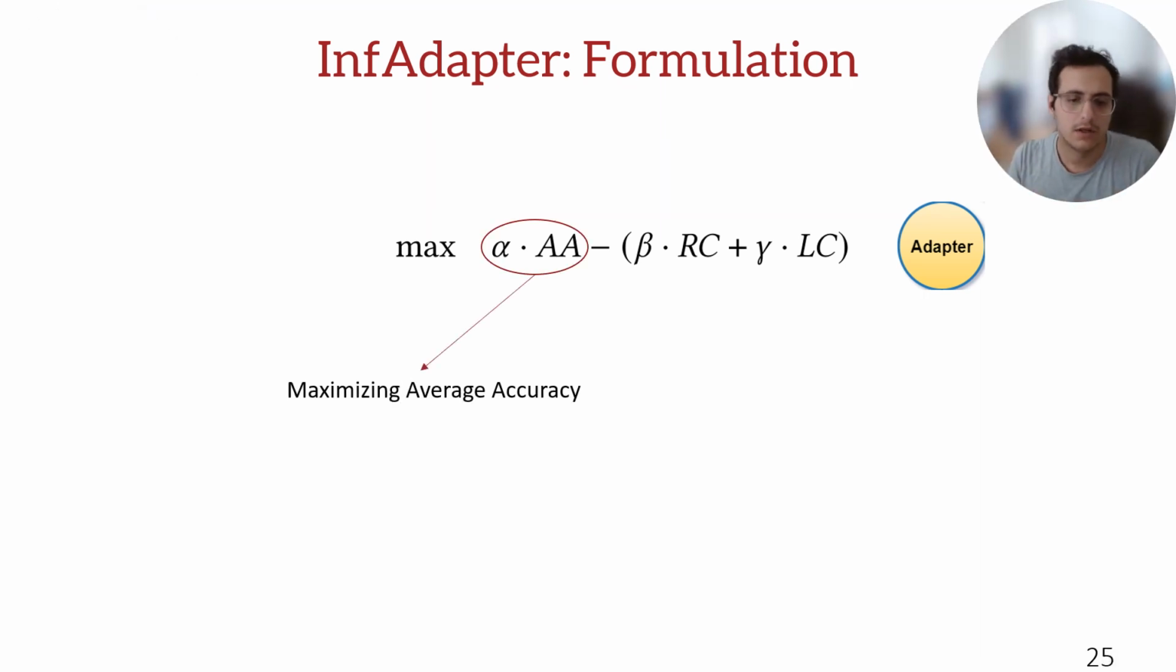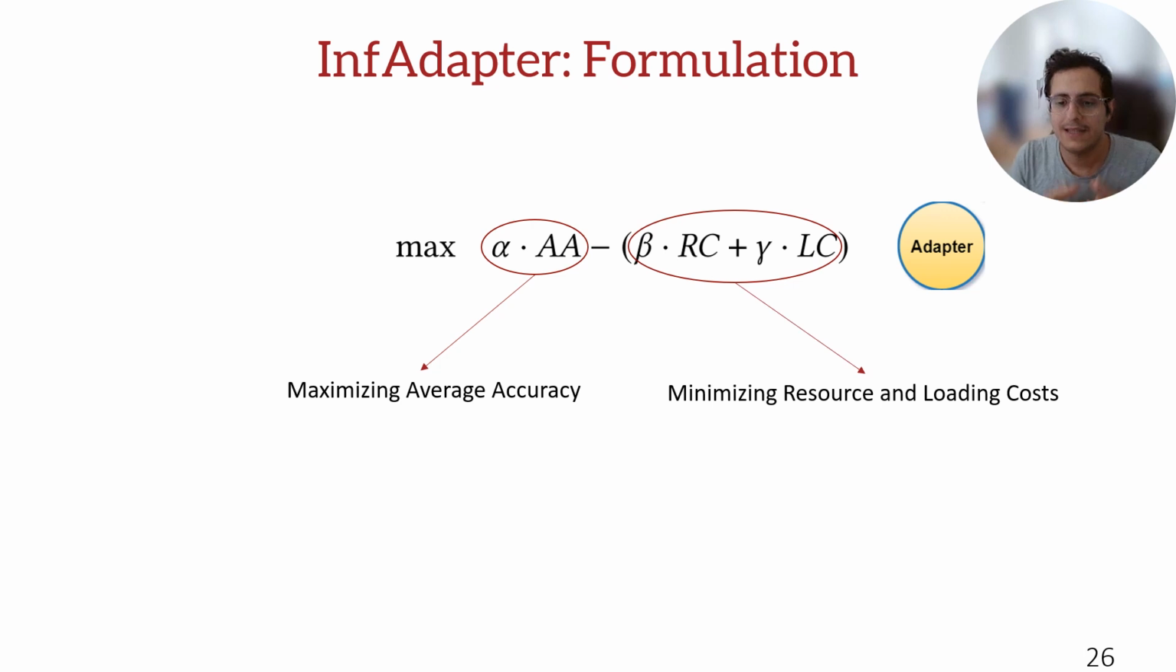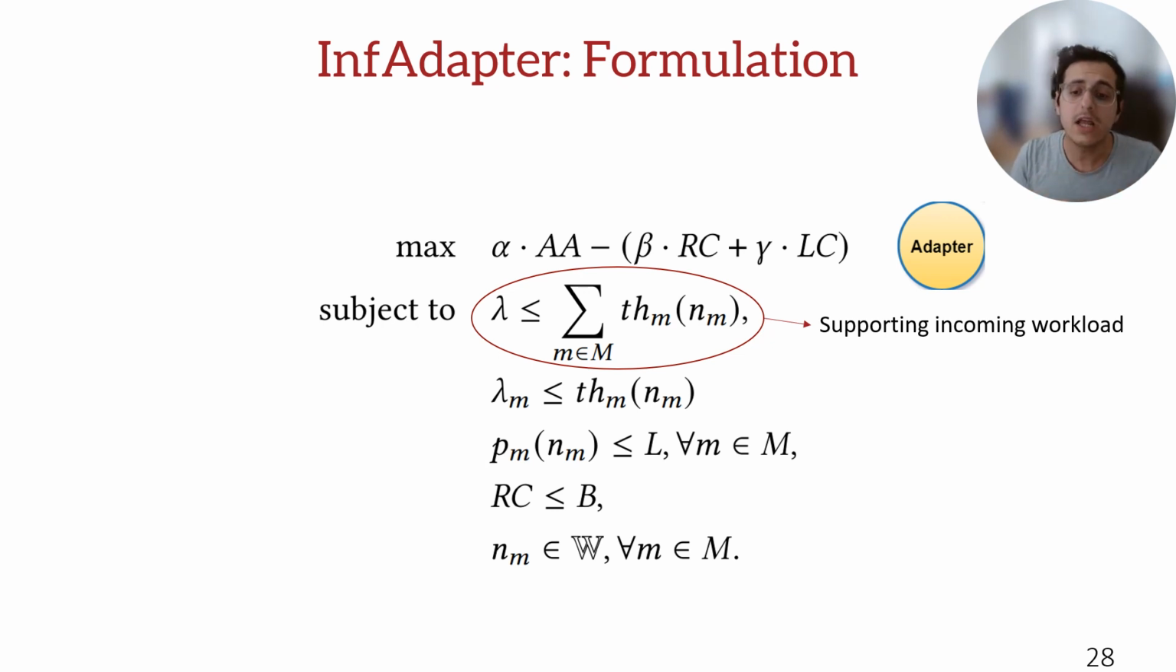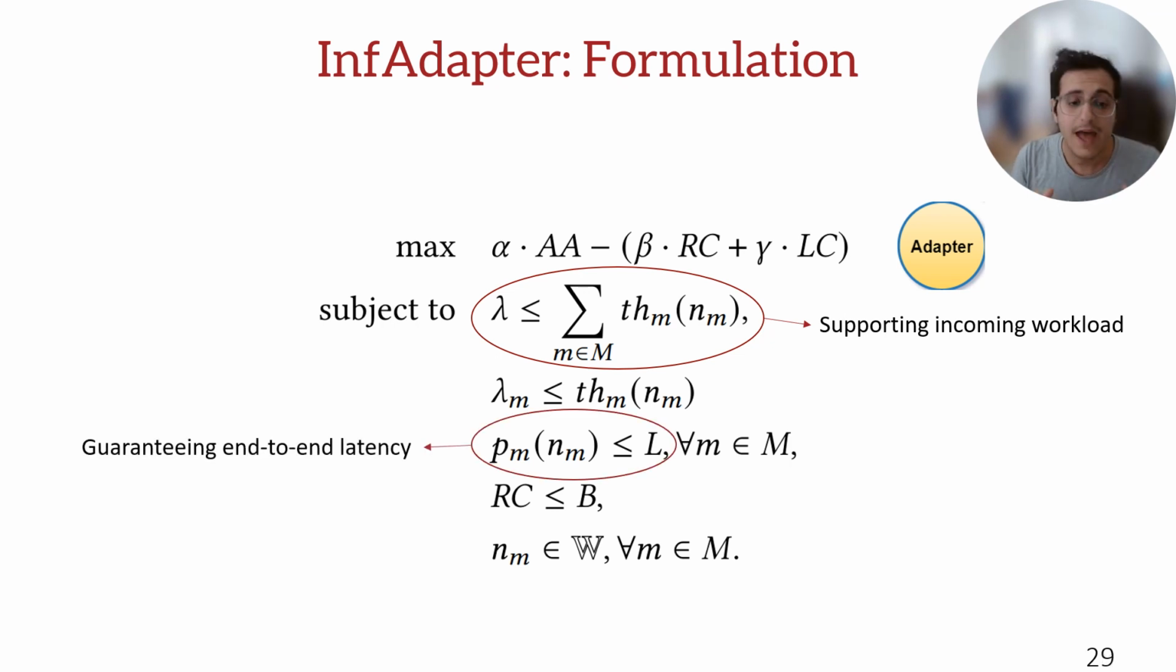The first component in this formula is related to maximizing the average accuracy. And the second part minimizes the resource and loading cost of each model. So InfAdapter considers loading cost and the resource usage when the model is running. However, this formula is subjected to a couple of constraints. First of all, it has to sustain a particular load that is predicted by our predictor. Then it has to guarantee an end-to-end latency for every single request.